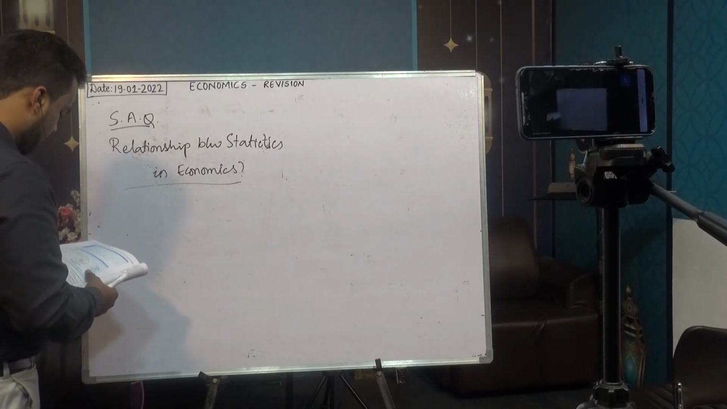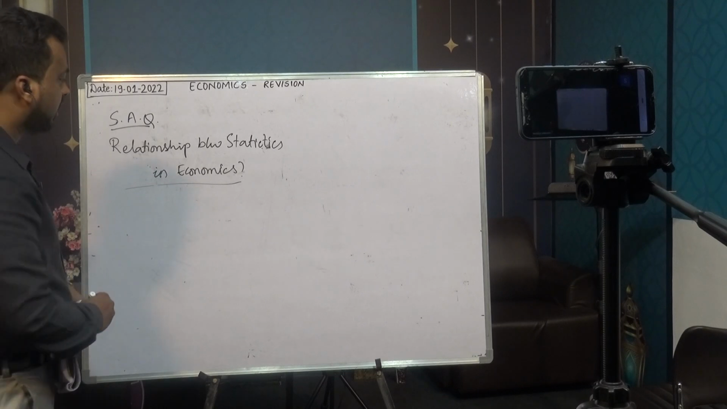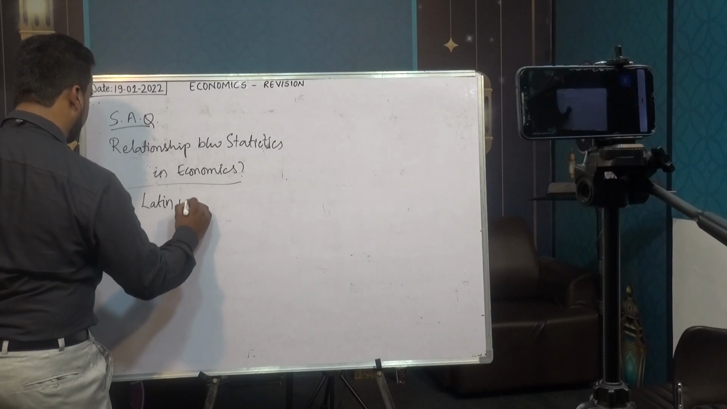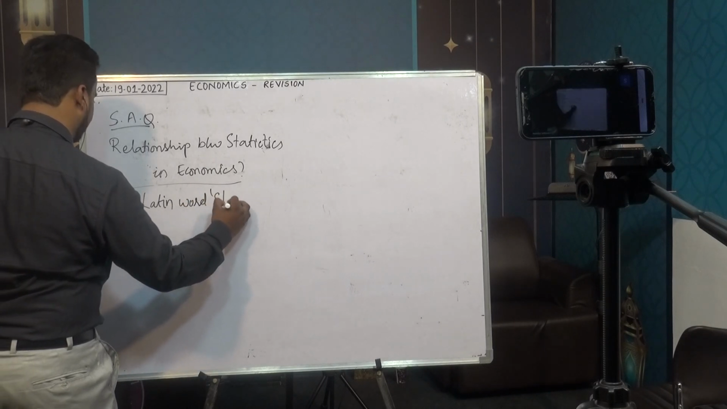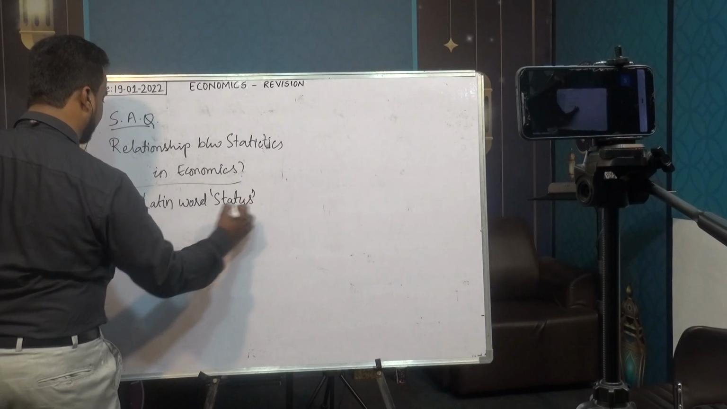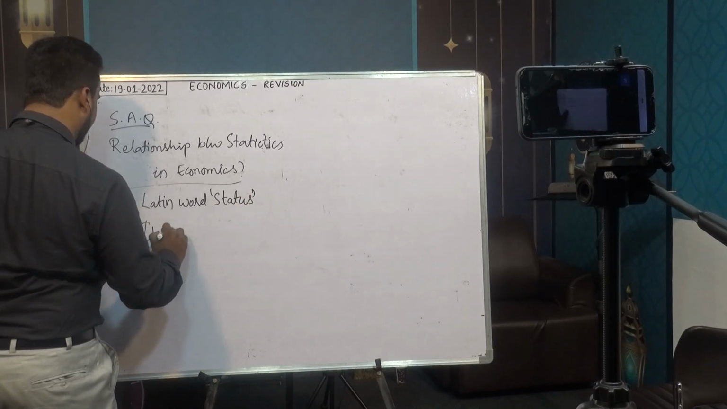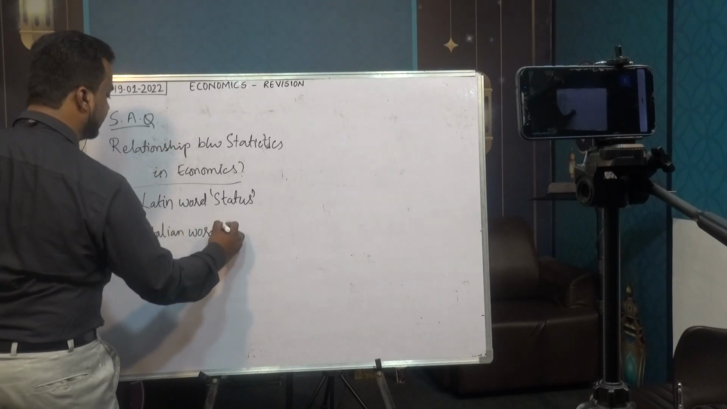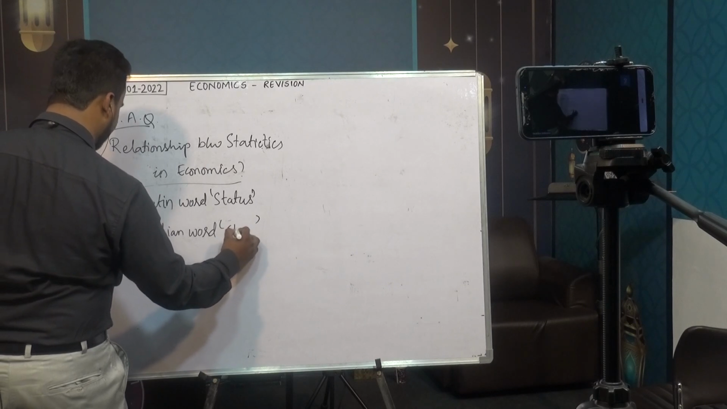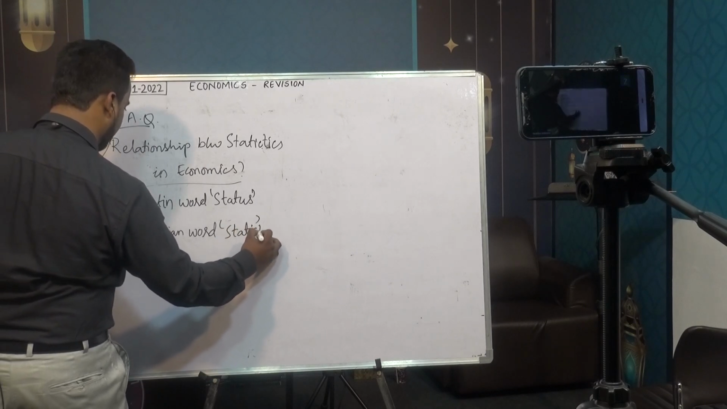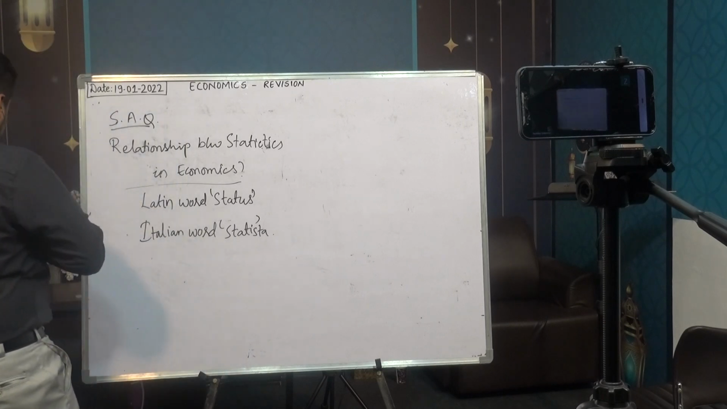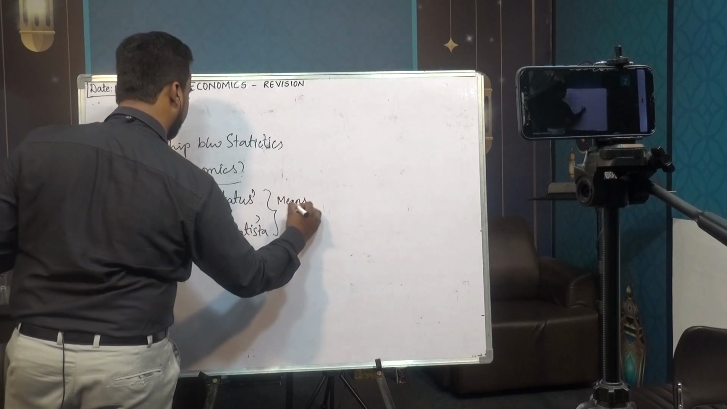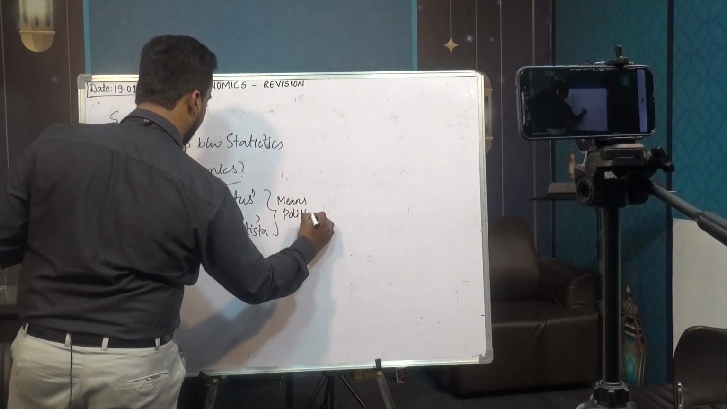The word statistics is derived from the Latin word, which is status, and in the Italian language, statistics is known as statista, which means political state.